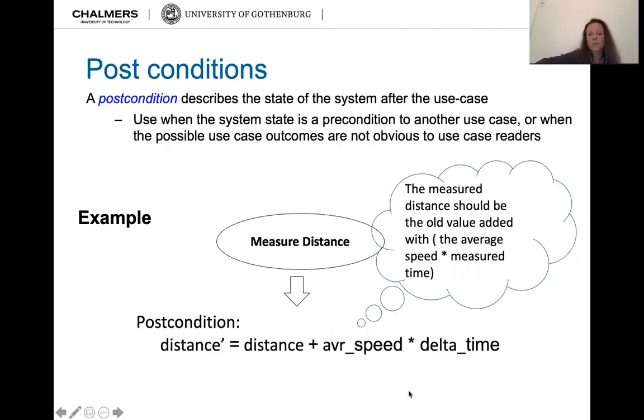Equally for the post conditions, a post condition describes the state of the system after the use case, and use that when the system state is a precondition to another use case, or when the possible use case outcomes are not obvious to use case readers. So for the purpose of this course, we'll always write the pre and the post conditions because we want to train our minds to be able to identify those. In practice, they may or may not always be used.